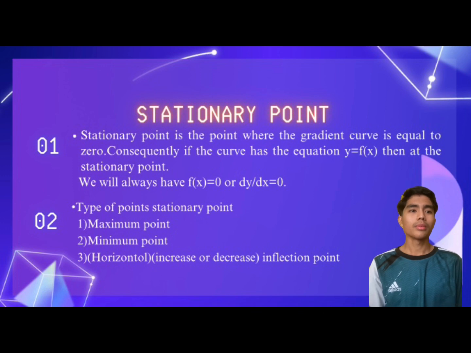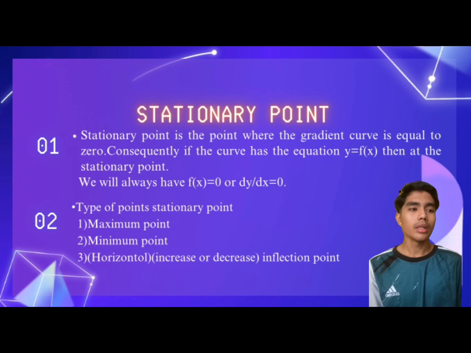Today I'm going to talk about stationary point. The meaning of stationary point is the point where the gradient of the curve is equal to 0. Consequently, if the curve has the equation y equals f(x), then at the stationary point, we will always have f'(x) equal 0 or dy over dx equal 0.